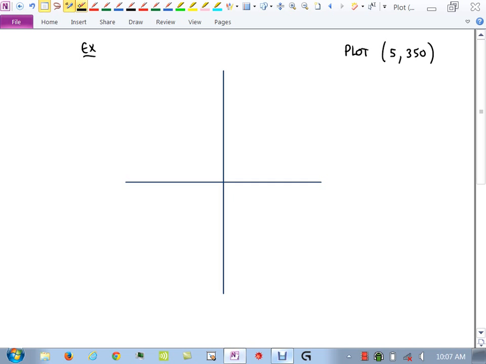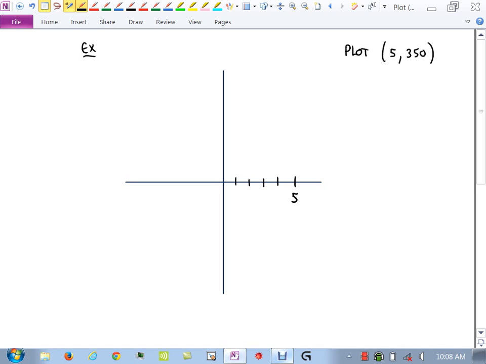I know I need to, for the X coordinate, right, for the X, I need to move which way? Right 5. Well, I can do that. I can go 1, 2, 3, 4, 5. There's 5, fine. But to go up 350, I'd be off the page, right? Way out there. So what you can do is you can what's called scale your axes.